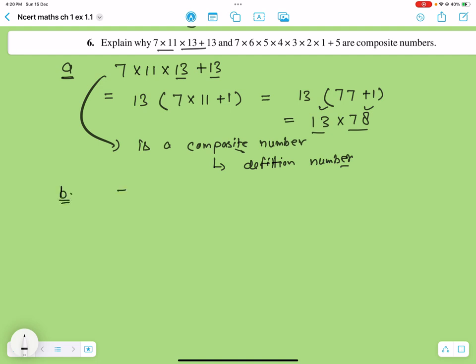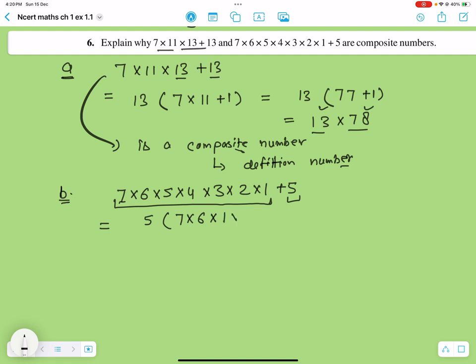So the other expression is 7 multiply 6 multiply 5 multiply 4 multiply 3 multiply 2 multiply 1 plus 5, right? So if you look at this as per the BODMAS rule, this is one part, this is the second part, right? So what we can do, we can take 5 as common, and then it will become 7 multiply 6 multiply 1 multiply 4 multiply 3 multiply 2 multiply 1 plus 1. And if you multiply all these numbers, that will come as 5040 plus 5.